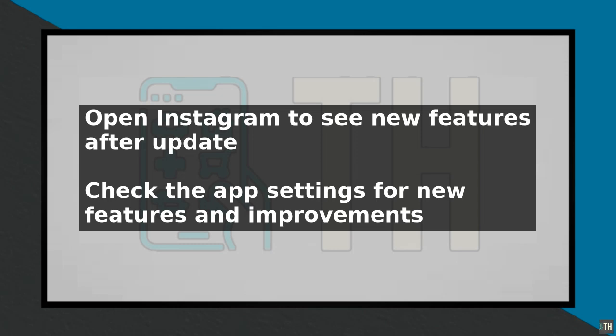You can also check the app's settings to see what's new and how to use the new features. Updating Instagram on Android is a straightforward process that can be completed in a few minutes. And it is essential to keep your app up to date to ensure the best user experience.